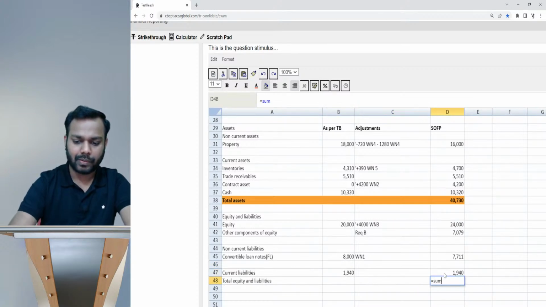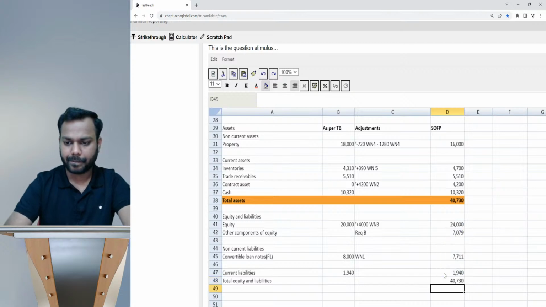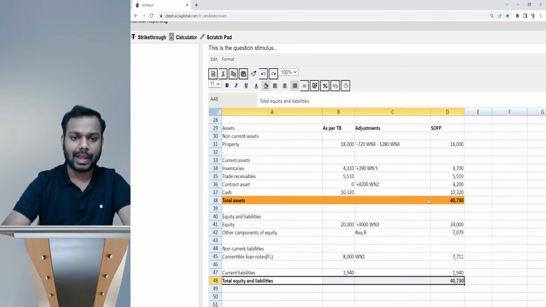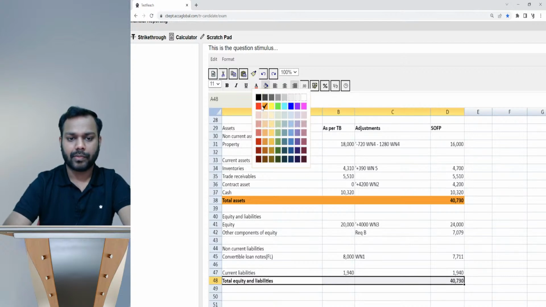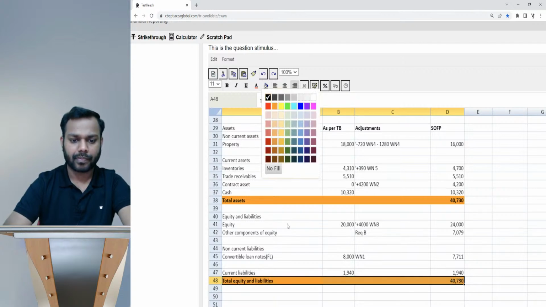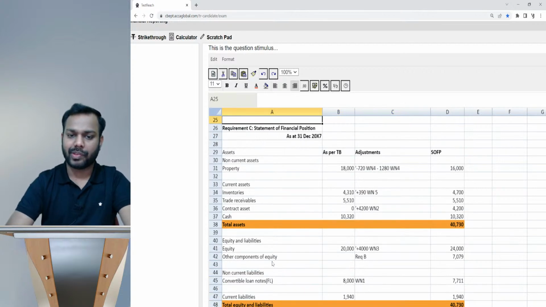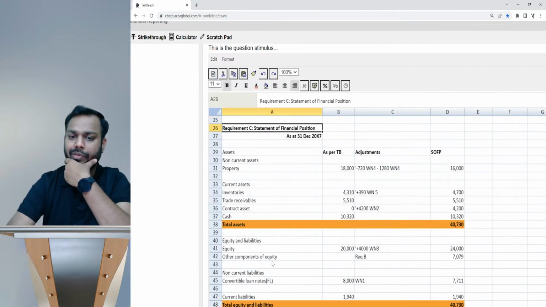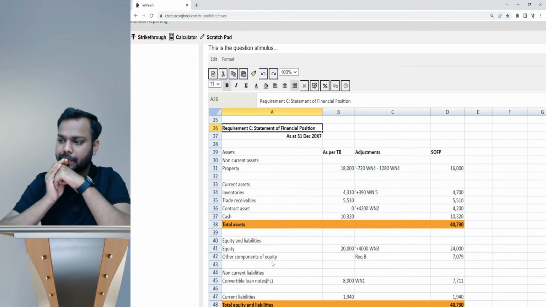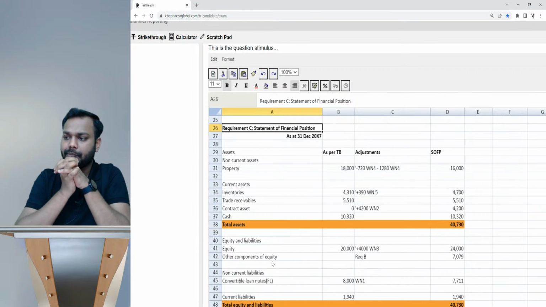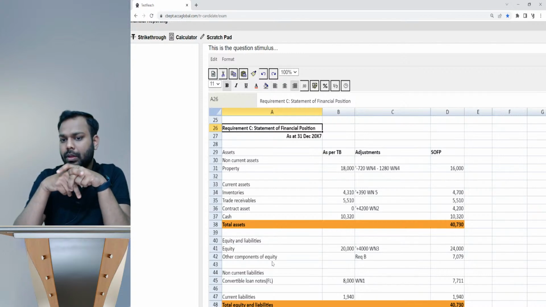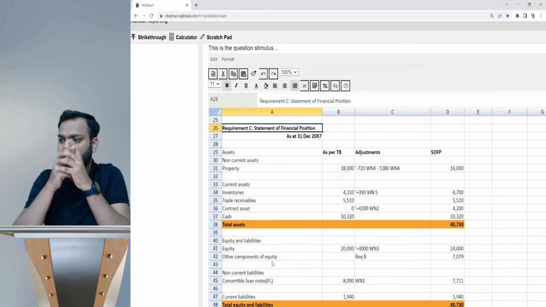So what is the total of here? 40,730 is the total equity and liabilities that is coming up here. Is it clear, everyone? The SOFP is clear to everyone? Tell me, guys. Is SOFP also clear to everyone? Right? Anyone having any queries now? Tell me.